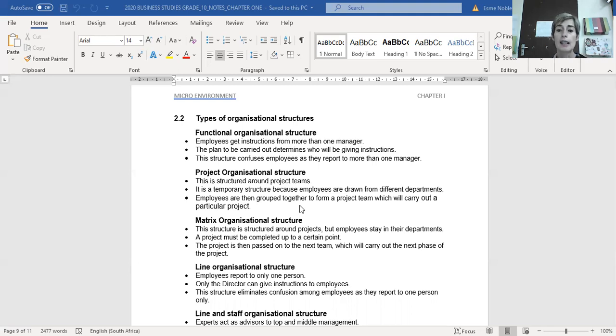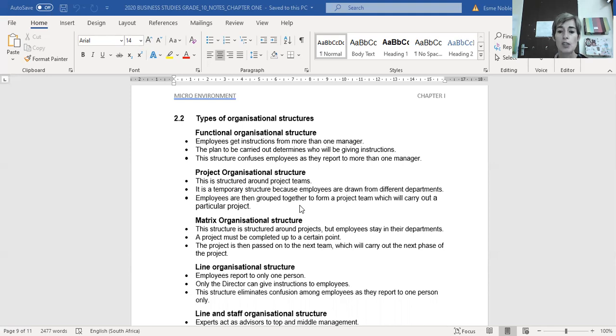Project organizational structure. This is structured around project teams. It is a temporary structure because employees are drawn from different departments. Employees are then grouped together to form a project team which will carry out a particular project. It can be typically in the building industry. Okay, you will have builders, you have people doing electricity, you will have people lining the floors, the windows. All will have to work together to build this specific building.